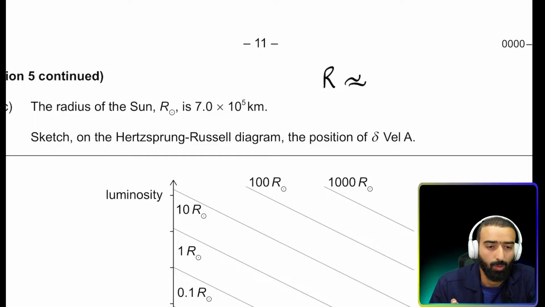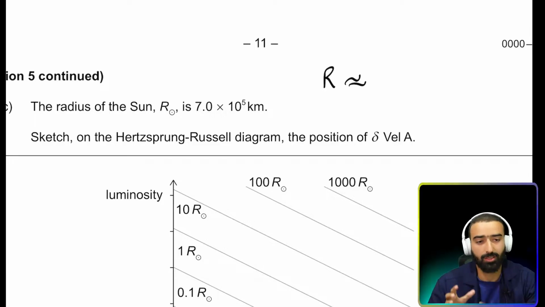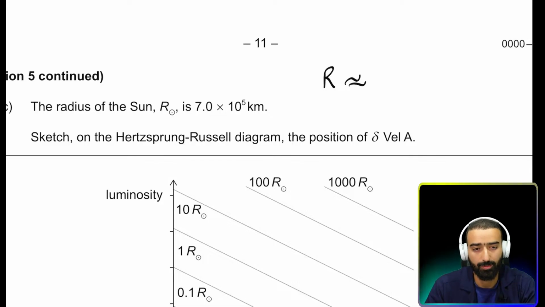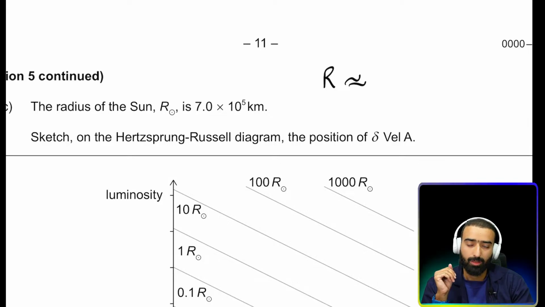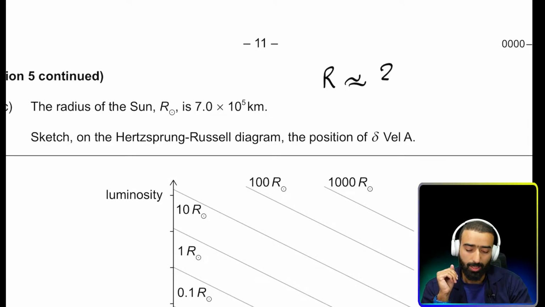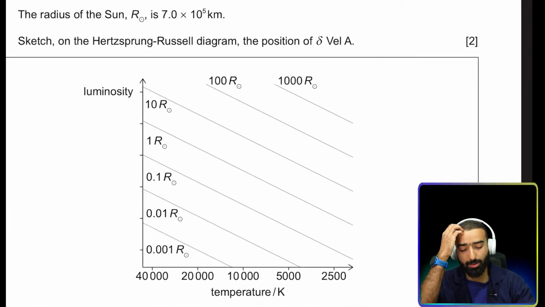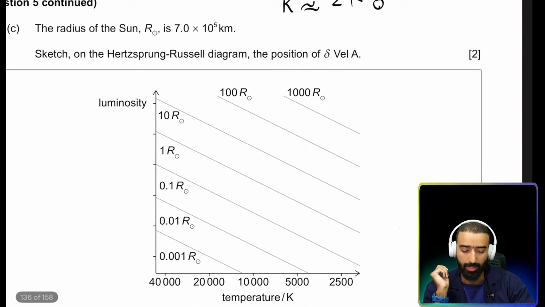Why do we use 4 pi r square? Yes, it's the surface area of the star. It's a sphere. We consider it to be a sphere. Does that make sense? Yeah. So the radius of the star is about 2 times the radius of the sun. So we have to draw the position of our star. So where would it be?